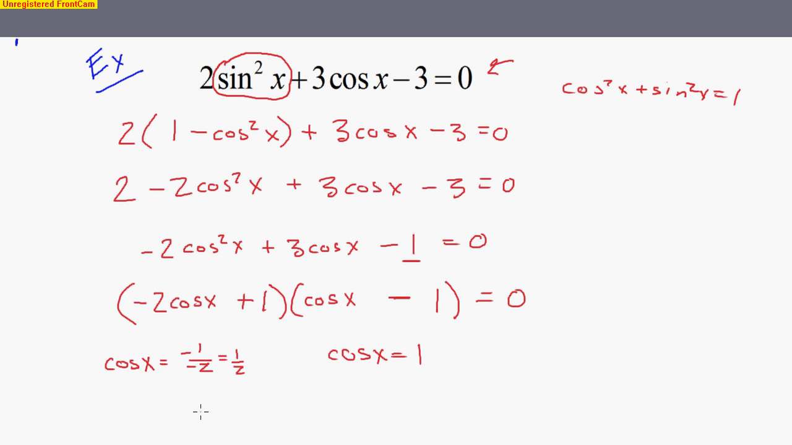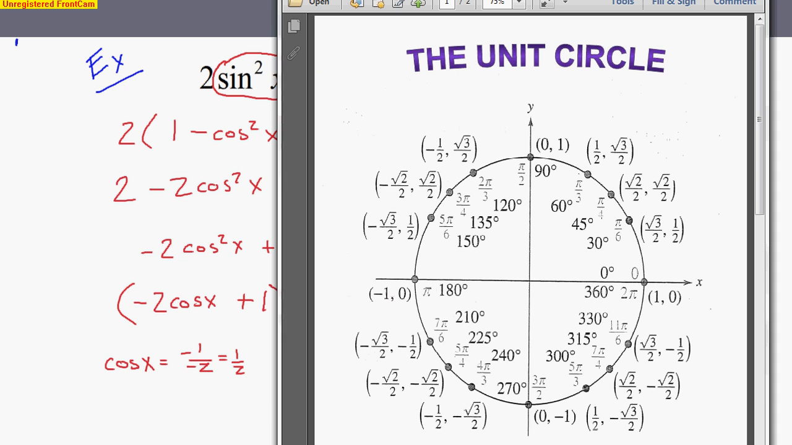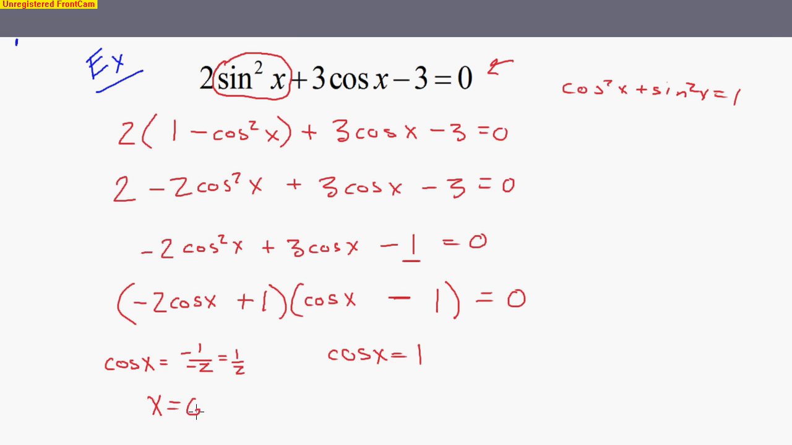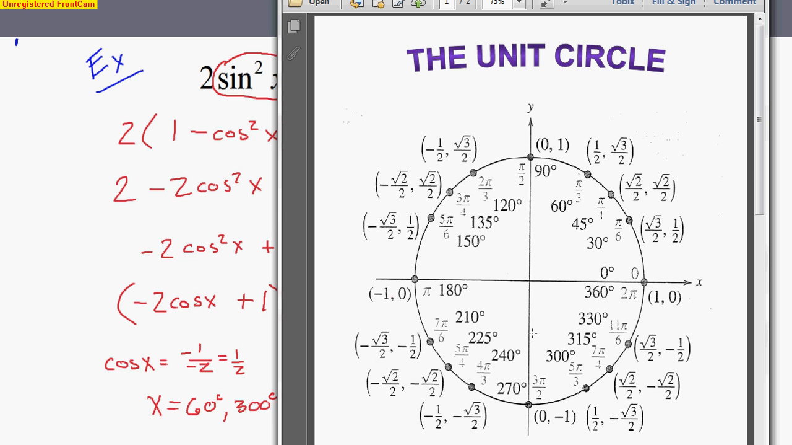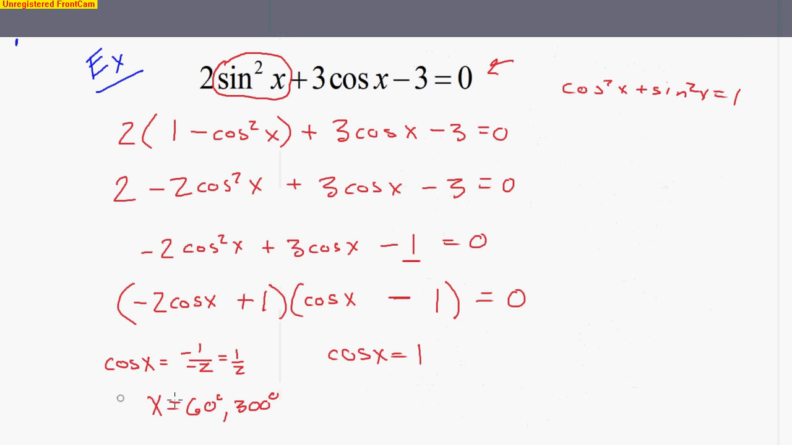So I got to look on my unit circle. Where do I see cosine is 1/2, or where do I see cosine is 1? Okay, I see cosine, the x value, at 1/2 is at 60 and 300. So let's see, I'm going to write those down. 60 degrees and 300 degrees is where cosine is 1/2. And cosine is 1 at 0 degrees.